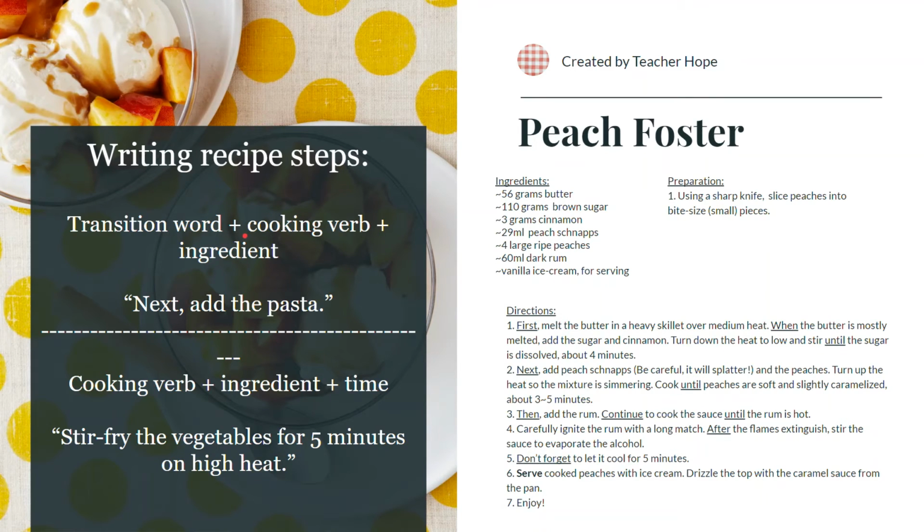Then, look at number 2. Cooking verb, ingredient, time. Cook until, so cook, the cooking verb, until peaches, the ingredient, are soft and slightly caramelized, about 3 to 5 minutes. And there's the time. So if you follow these 2 sentence structures, I think you can write a really good recipe.